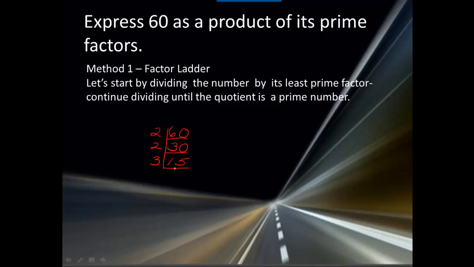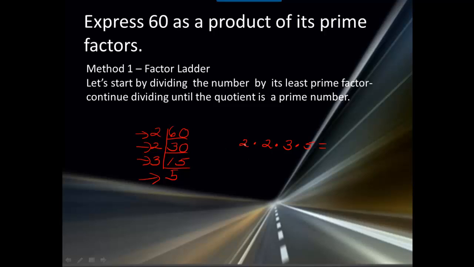15 divided by 3 is 5. I have now listed the prime factors of 60. Now I need to make a numbered sentence: 2 times 2 times 3 times 5.